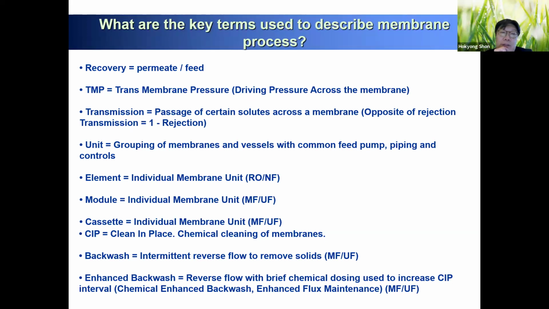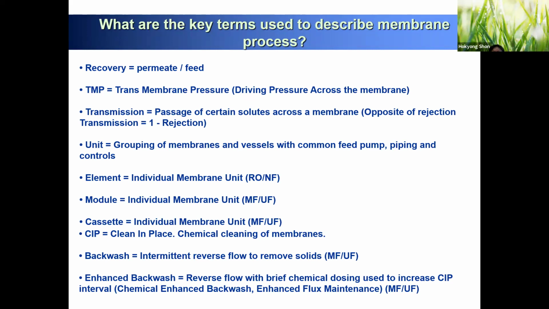And element is like one module, which is an individual membrane unit. Also module is the microfiltration, ultrafiltration, individual membrane unit. So let's say a smaller module, like a 1 meter size, this is one element. So one element contains around 40 square meter of membrane surface area. So this membrane, one element will produce around 100 liter per day. So 100 liter per day, one element.